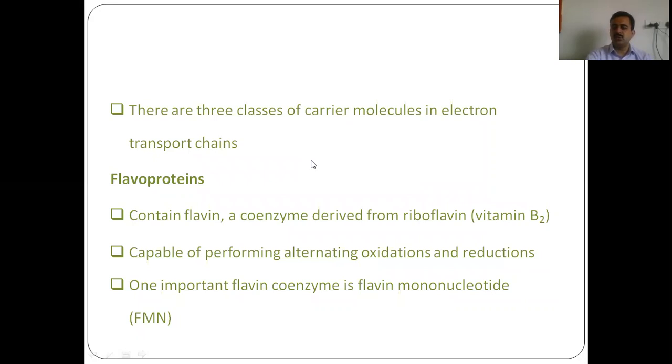There are three classes of carrier molecules in the electron transport chain. One is the flavoproteins, which contain flavin as coenzyme, derived from riboflavin B2, capable of performing alternating oxidation and reduction reactions. An important flavin coenzyme is flavin mononucleotide, called FMN.